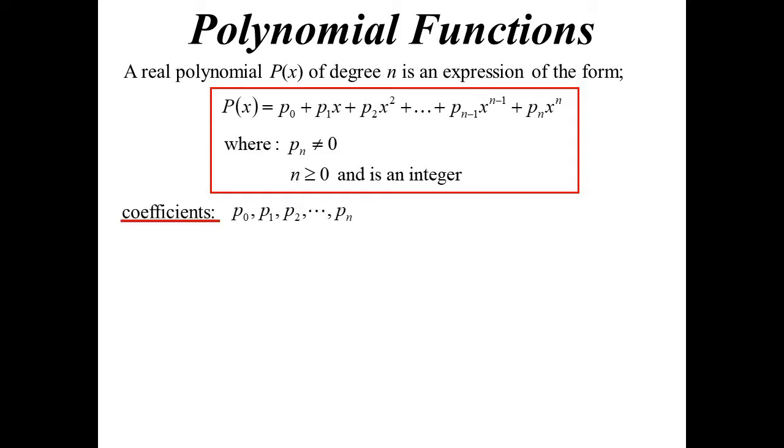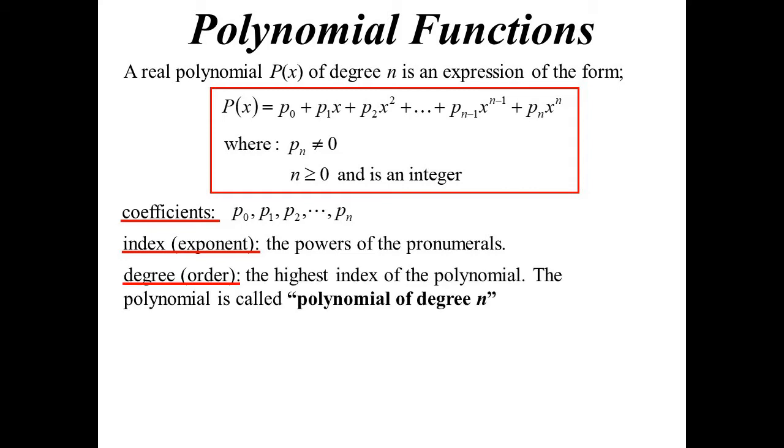Coefficients, just like all other algebra, are the numbers that go in front of the unknown. Index and exponents are just other words for power. Degree, as I said, is the highest power in our polynomial, and we call it a polynomial of degree n. So a quadratic would be a polynomial of degree 2. That's the highest power in there.